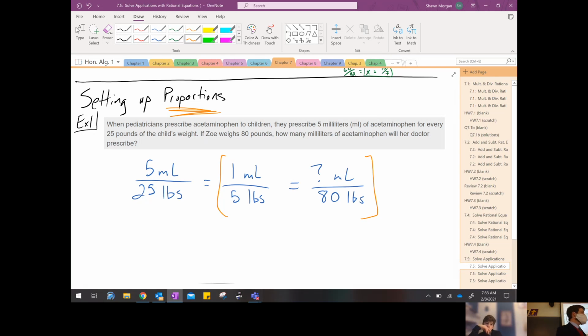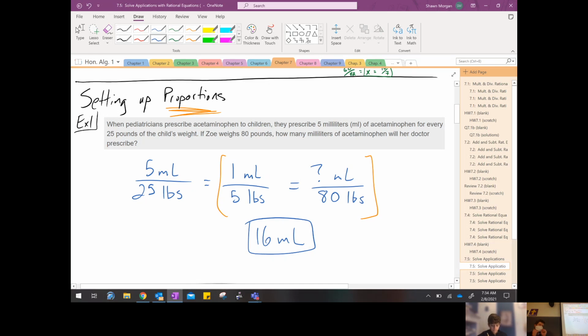Yeah, buddy, it's where we channel our inner fruit ninja. Cross multiply, right? We talked about this. So I multiply 1 times 80, and multiply my unknown, you can just call it x, times 5. We're going to end up dividing by 5. So what is that, 16? 80 divided by 5 is 16. So we wind up with, she's going to need 16 milliliters, being an 80-pound child. Again, I don't think they do it that way in the real world. It's usually in increments of 5, but there you go. Okay?